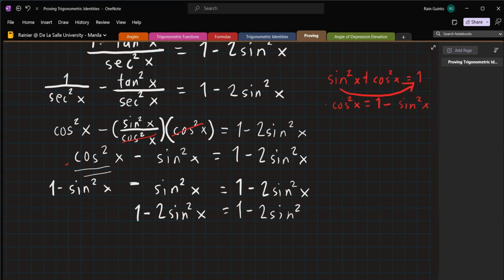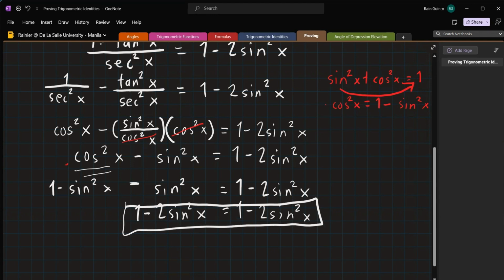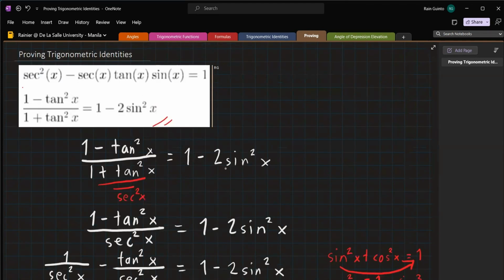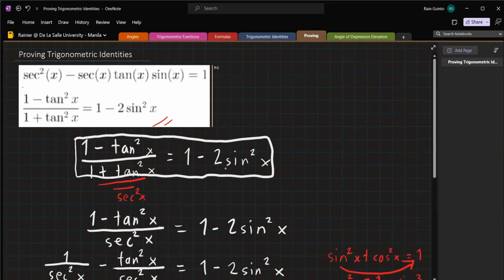So now we have proven this identity that 1 minus tangent squared x over 1 plus tangent squared x is equal to 1 minus 2 sine squared x.